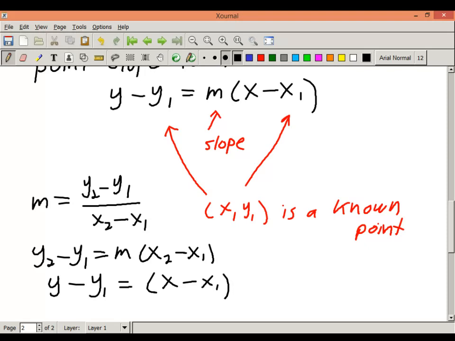And so in that equation, again, x sub 1, y sub 1 is a point that you know, and oops, I forgot the m there. Let me put that in there. M is the slope of your line, and then x and y is just any point on the line. So x and y are variables in that case.